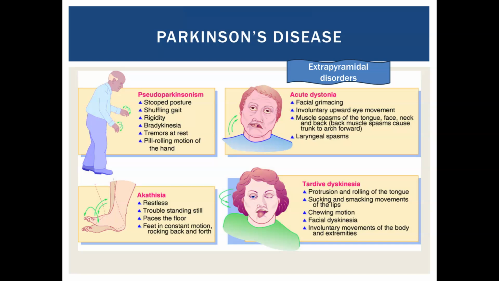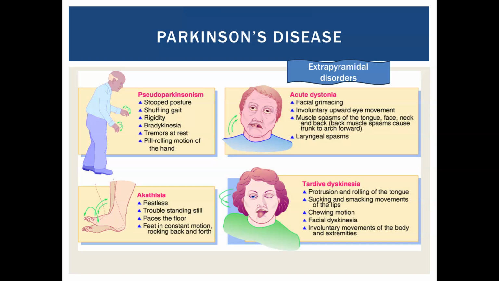So with acute dystonia, you have facial grimacing, you have involuntary upward eye movement, you have, again, muscle spasms. But the big one here is laryngeal spasms, which is an airway issue. So it's, again, airway, breathing, circulation. The akathisia, it's like restless leg syndrome. It's this extreme restlessness, trouble standing still. There's a lot of pacing or constant motion.